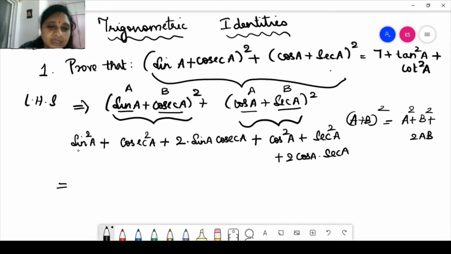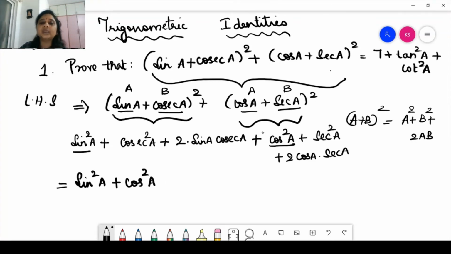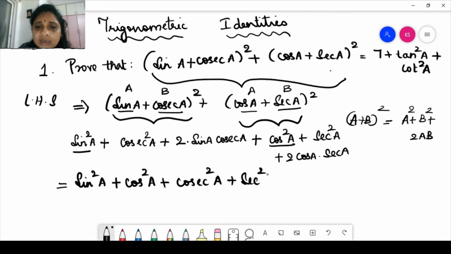Now look at this. I will just write sin² A, and I'm going to rewrite the terms. I'm going to put cos² A next to it. So sin² A + cos² A, because everything is getting added. So it is basically your associative property. You can associate any pattern you want. Addition is associative. Then I'm going to write cosec² A + sec² A, plus I have this 2 sin A cosec A and 2 cos A sec A, right?